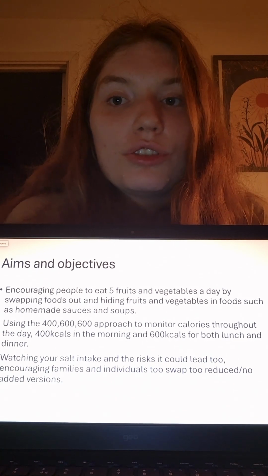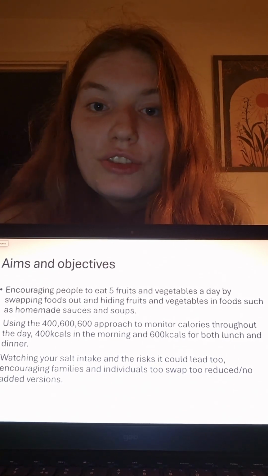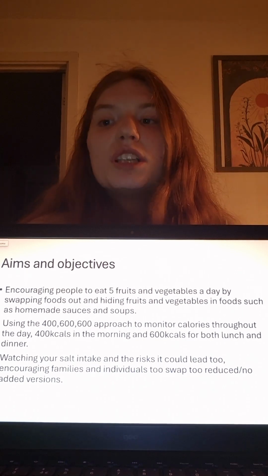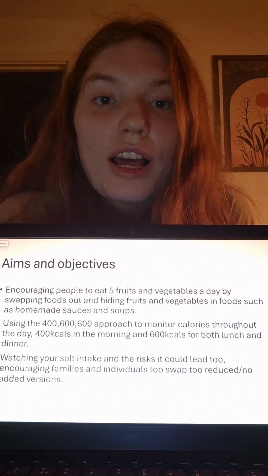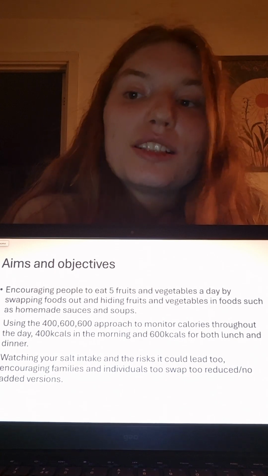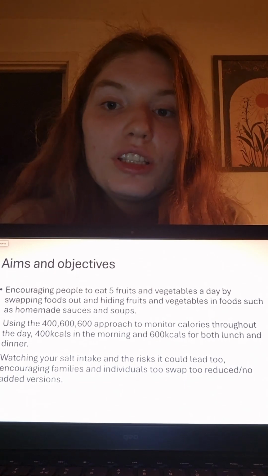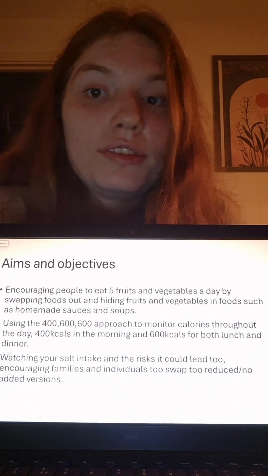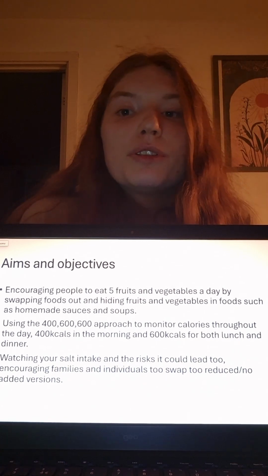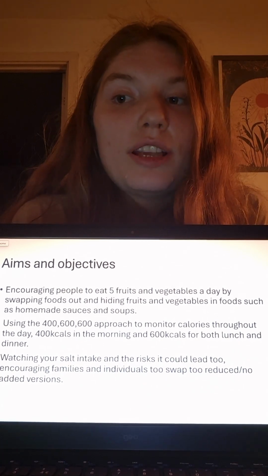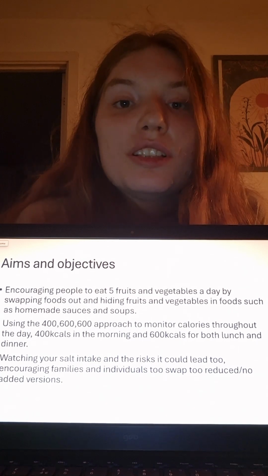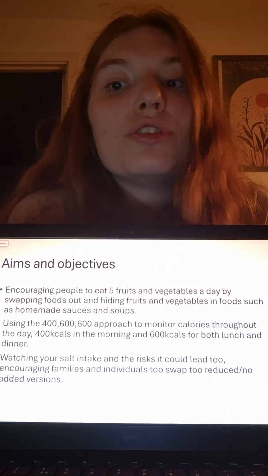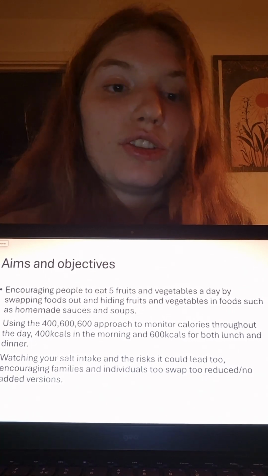Using the 400-600-600 approach to monitor calories throughout the day. They suggest that you should have 400 calories for breakfast, 600 calories for lunch, and 600 calories for dinner. They also encourage you to watch your salt intake and know the risks, what it can lead to, as well as encouraging you to swap to the reduced salt or no added salt versions.